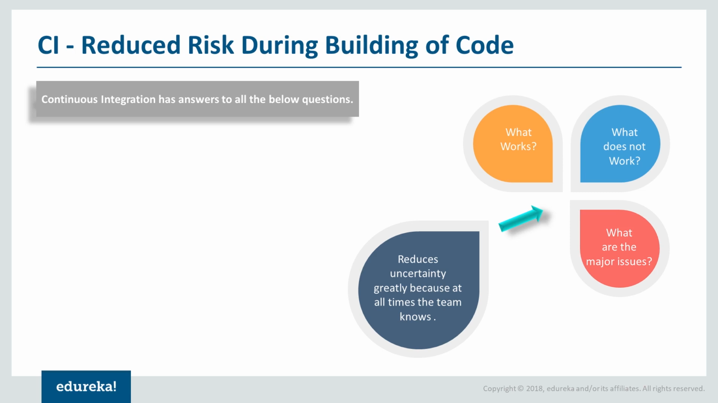Of course, because it has all the answers to the below questions. How it works is, it reduces uncertainty greatly because all the teams know what exactly is going on. So what is working, what is not working, what are the major issues, all of these things you have visibility into as a CI tool. If you're talking about Jenkins or any other similar tool, you have visibility into each and every stage of your project. And that is why you have all the answers already, and that helps you in reducing any kind of risks which happen during the build stage of the code.